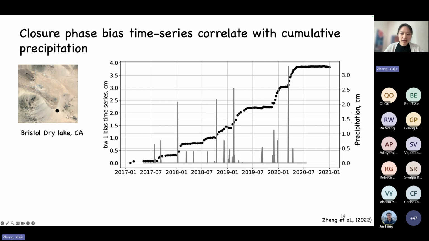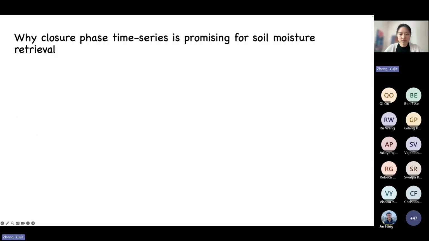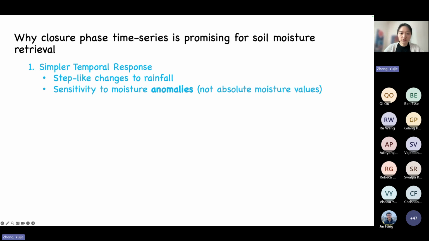And now, since we know that closure phase bias is not simply a noise that we want to remove, but can also be a signal that we can use, I'm going to go ahead and remove the term bias and from now on call it closure phase time series instead. So what makes closure phase time series interesting for soil moisture retrieval is because we observe this simple step-like response to rainfall events, which suggests that it is sensitive to moisture anomalies. So here it is important to note that the sensitivity is to the anomalies rather than the absolute moisture values, because only changes in the moisture level will cause the observed step-like changes in the closure phase time series.